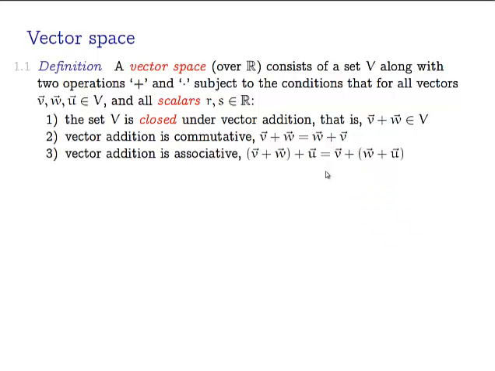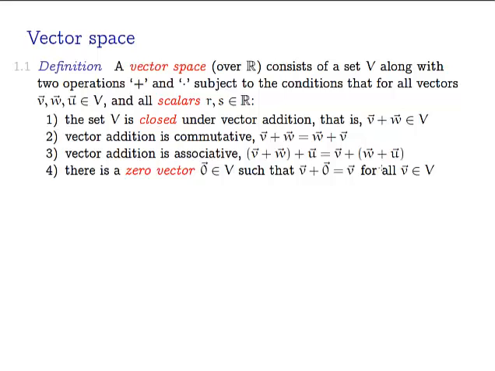Vector addition is associative. Again, this is a familiar property from real numbers. What this means is that when you write sums of vectors, you don't actually need parentheses, because you don't have to worry about the groupings. You don't have to worry about which one you do first. So instead of this parenthesis, I could just write V plus W plus U, and I don't need any parentheses.